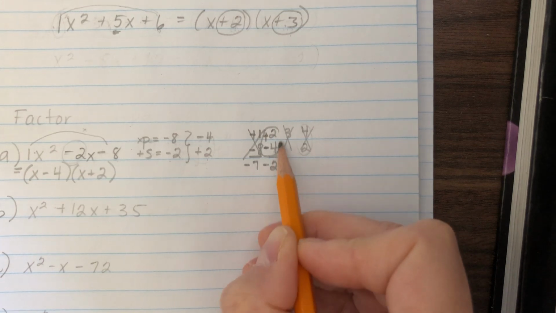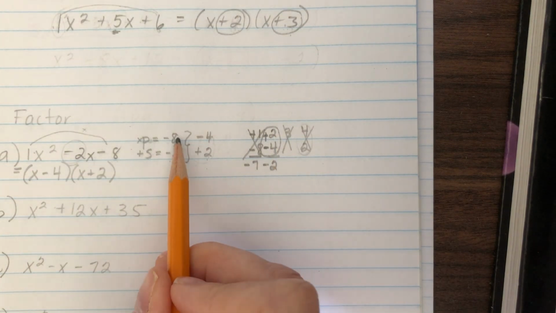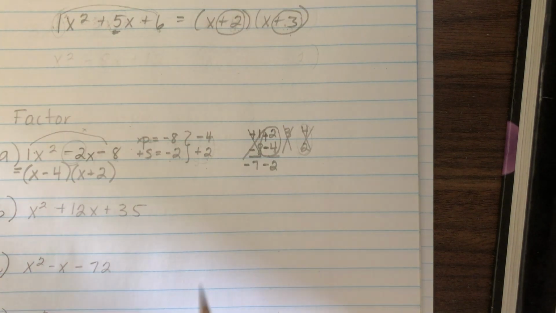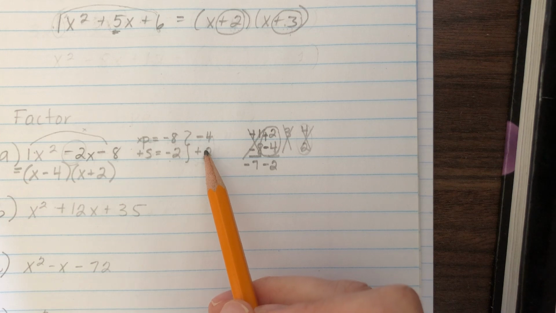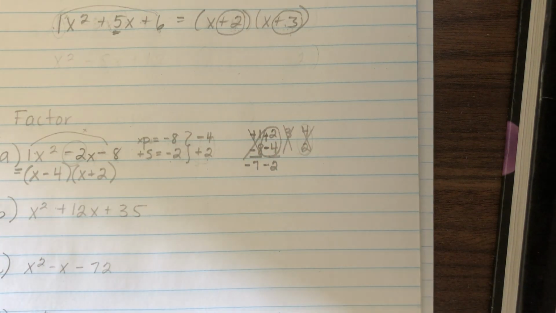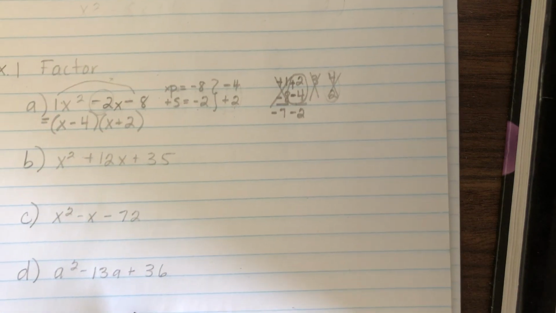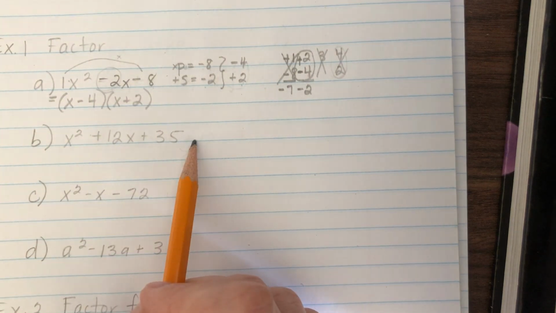And this would be the combination of numbers that satisfy the product of negative 8 and sum of negative 2. So if you're not sure what the two numbers are right off the bat, you can use a systematic approach to determine them. Okay, let's look at the next example.